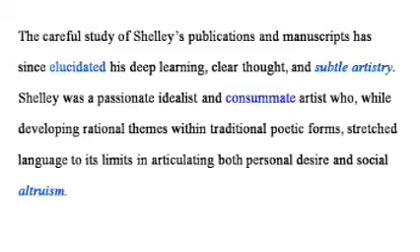Altruism means actually trying to help others, selfless service, social service.